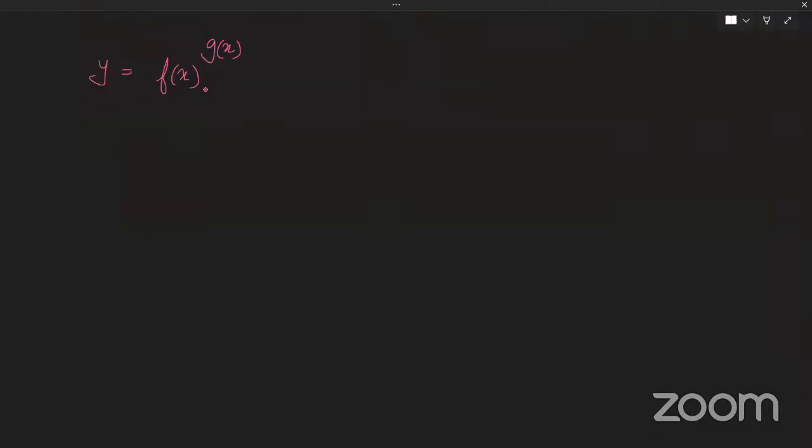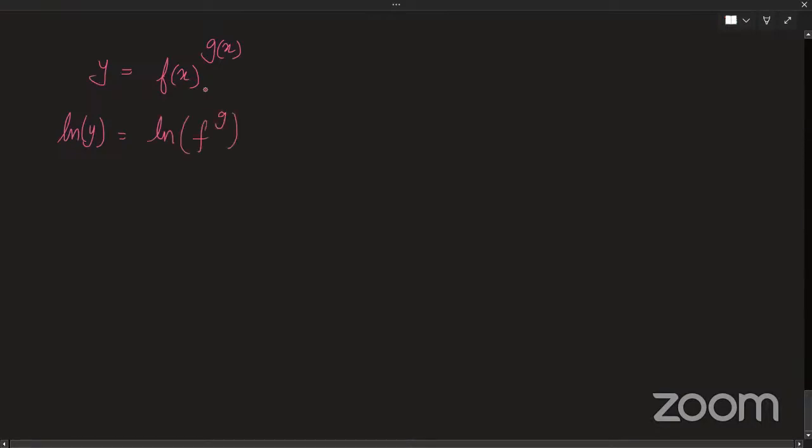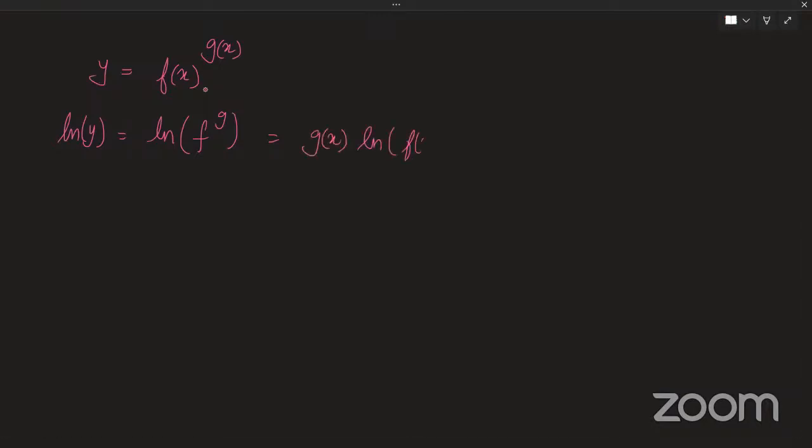So what we can do is we can take the logarithm on both sides, the natural log on both sides. So ln of y. If I take the natural log of f of x raised to g of x, I hope all of you remember, we have a property of logarithm that if you have a power in logarithm, it comes out to the front. Everyone remembers this? Yes, sir. So this thing becomes g of x into ln of f of x, right? Everyone, is this correct? Yes, sir.